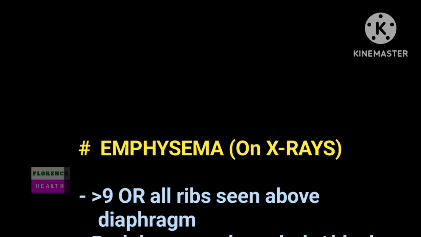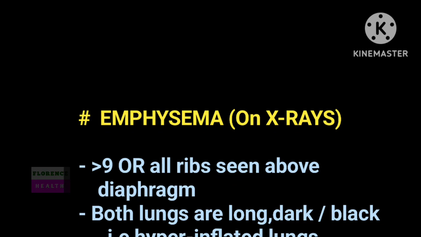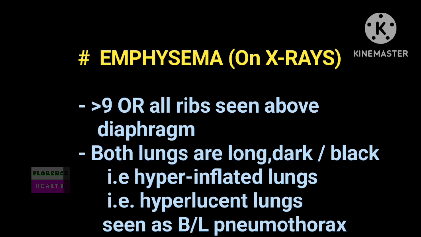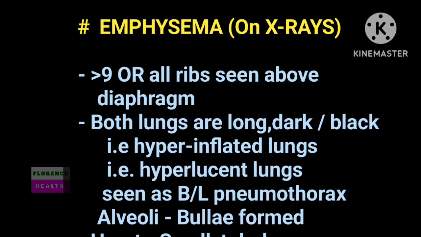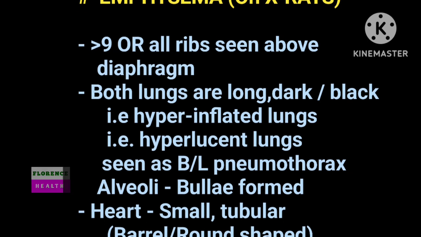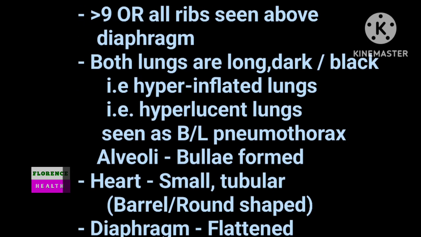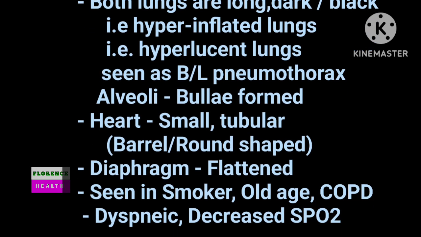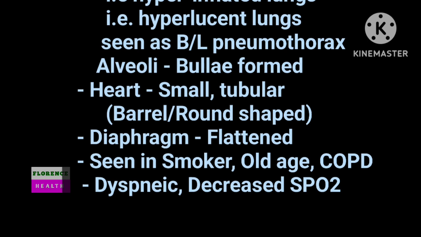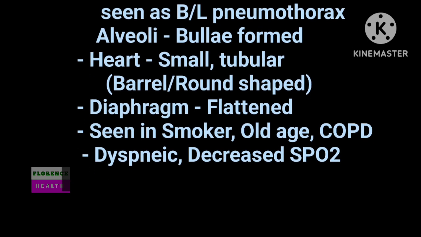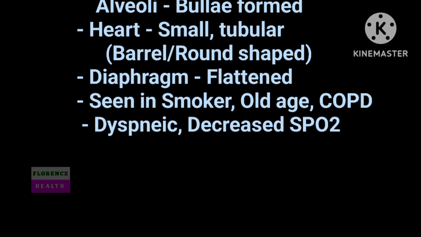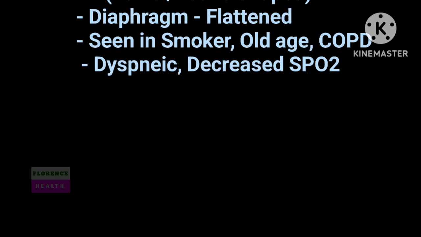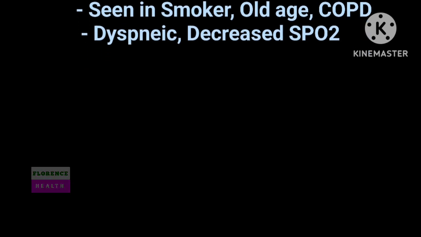First, more than 9 or all posterior ribs are visible above the diaphragm. Second, both lungs are black or dark in color due to hyperinflated or hyperlucent lungs. Third, in the lung parenchyma, bulla may be seen with its margin. Fourth, the heart will be small and tubular, that is, barrel or round shaped. Fifth, flattened diaphragm. Sixth, it is seen in smokers, old age and COPD patients.